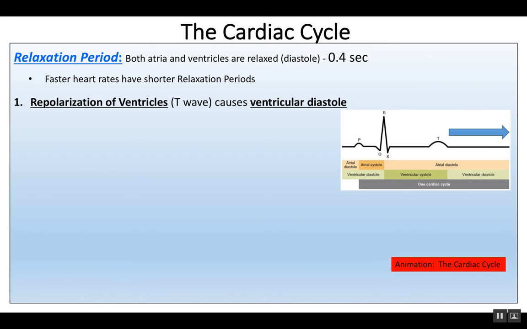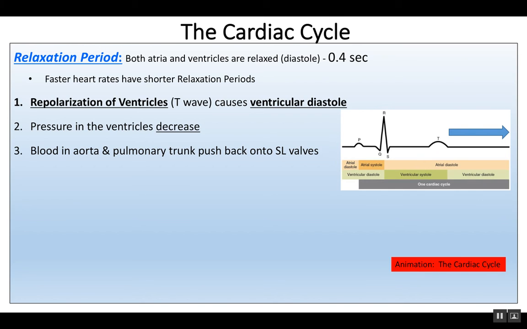What has to occur to relax the ventricles? They need to repolarize, and that's marked as the T wave. So we see the T wave, and then the ventricles relax. The pressure in the ventricles drops, because when a ventricle contracts, the pressure goes up. When the ventricle relaxes, the pressure goes back down. When this pressure drops below the pressure in the aorta, if you're the left ventricle, or below the pressure in the pulmonary trunk, if you're the right ventricle, the pressure outside those semilunar valves is higher, therefore it closes and pushes back onto the semilunar valves.